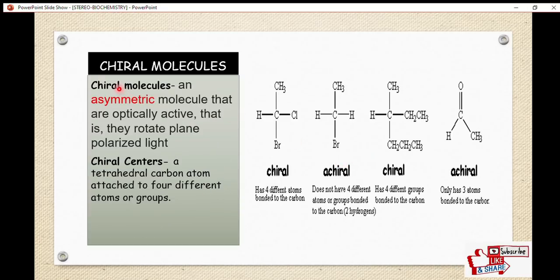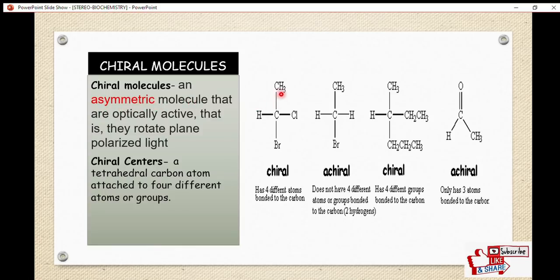Okay, so when we say chiral molecules, chiral molecules are just asymmetric molecules that are optically active. Let's talk about this asymmetric molecule. When we say something is asymmetric, that means it doesn't have any plane of division. It's aplanar, so it doesn't have any plane of division.